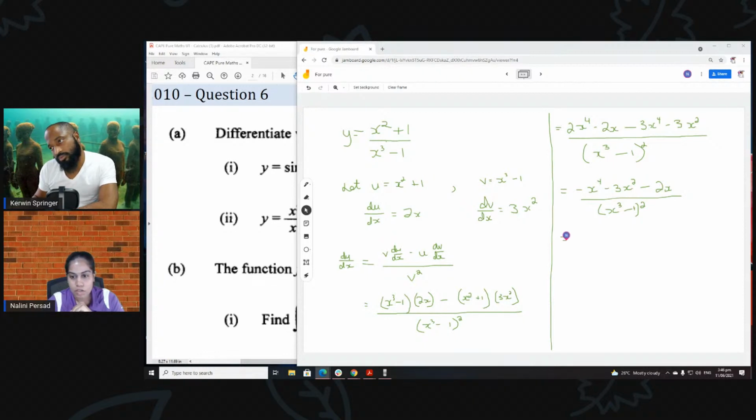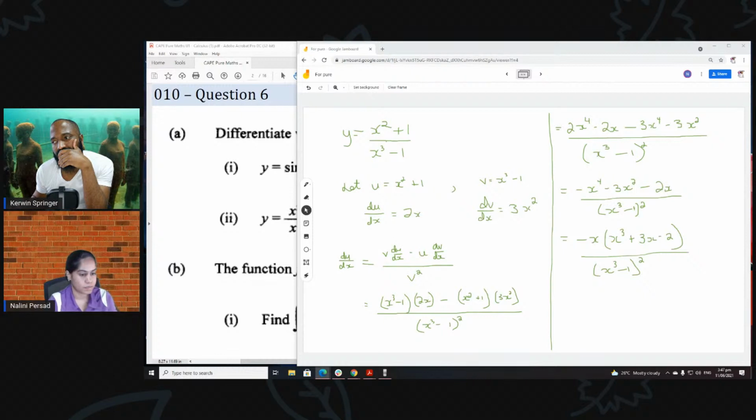You can leave it like that, or you can take out the minus x from it. So taking out minus x from each of the terms, you get minus x into x cubed plus 3x minus 2 all over (x cubed minus 1) all squared. And that is how you differentiate using the quotient rule.